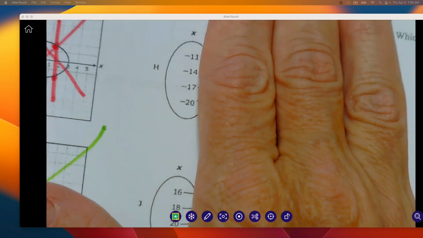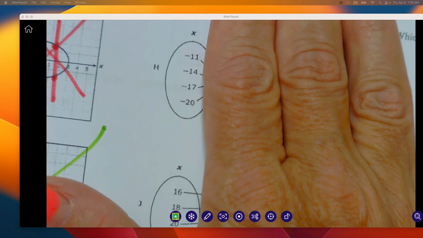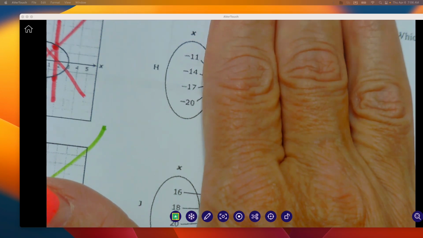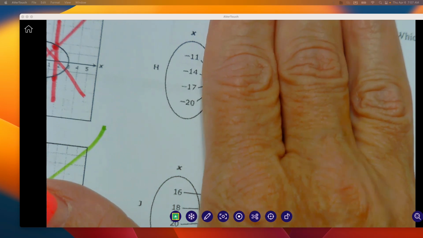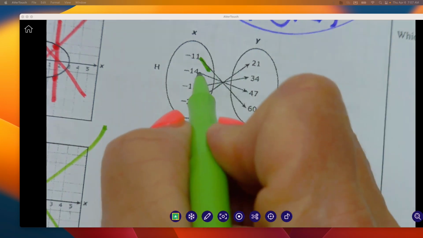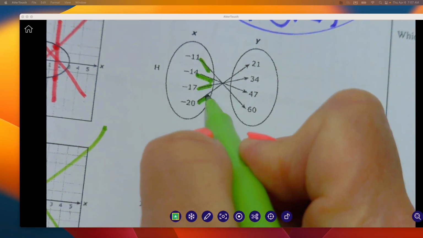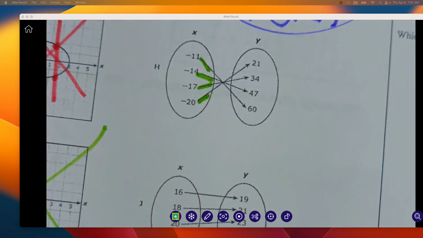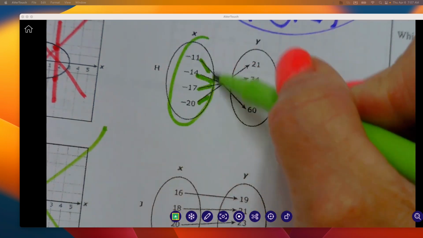I'm going to look at my x values to see if those repeat. I have -11, -14, -17, -20. None of those repeat. Okay, so we're good on that. But then we have to look. We have one line leaving, one line leaving, one line leaving, one line leaving. Since there's only one line leaving each number, this is a function.